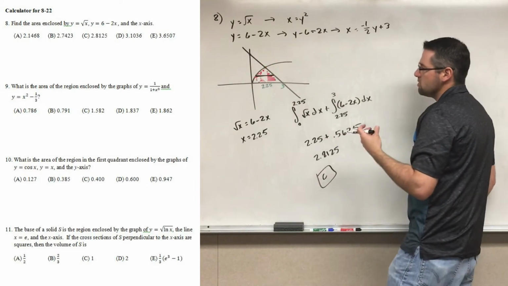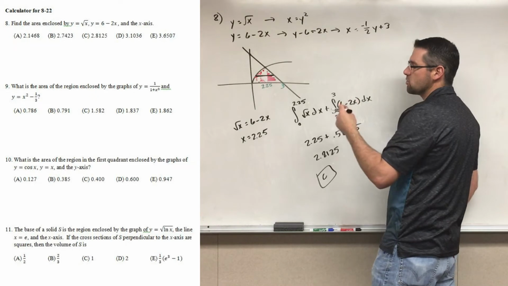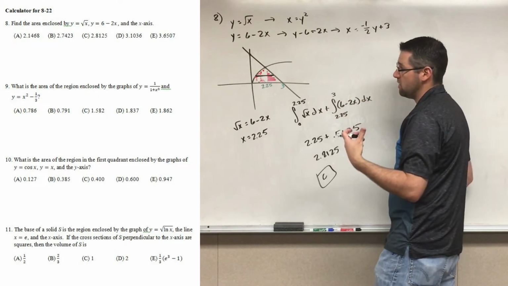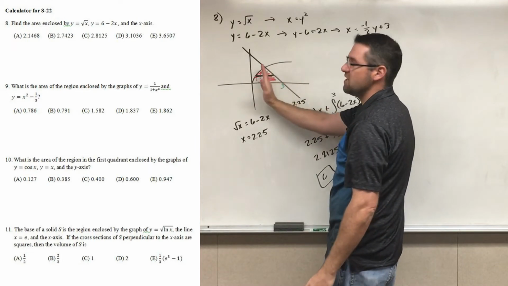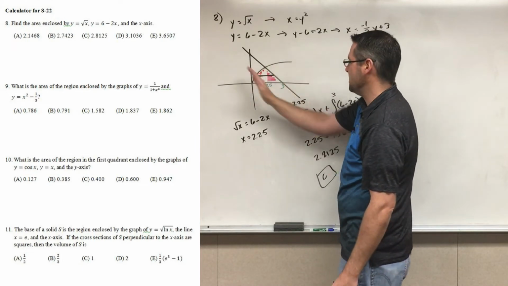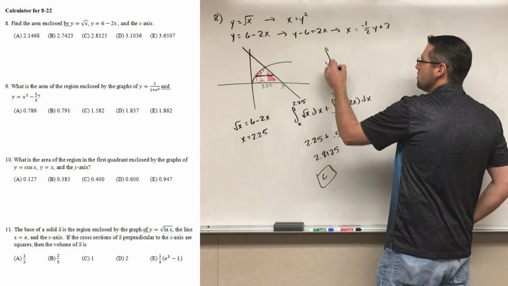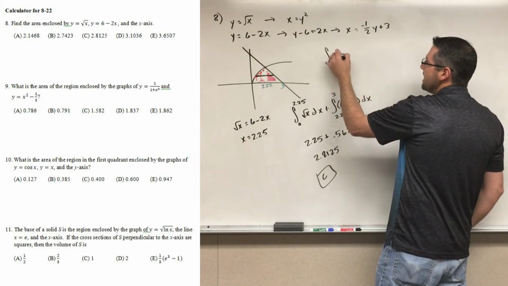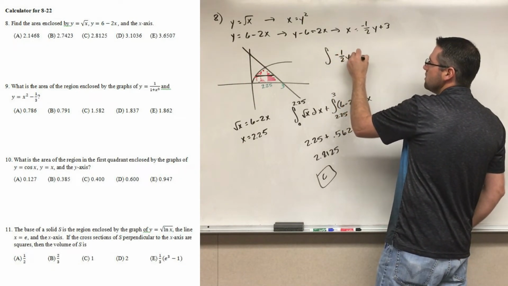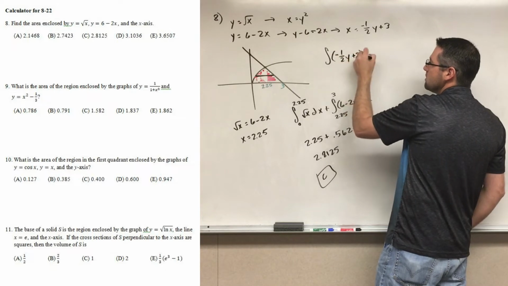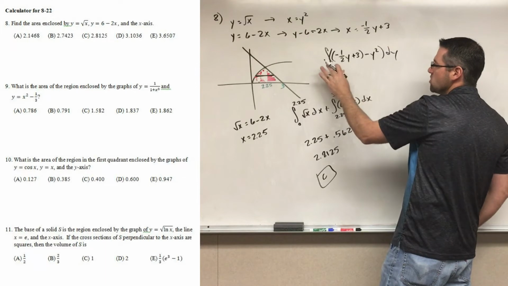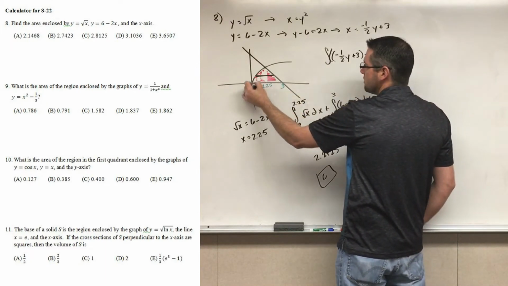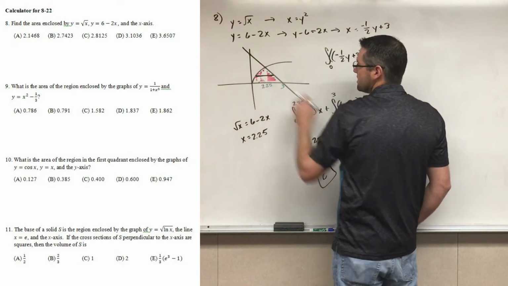And so remember, to find the area of anything, it's the integral of the upper thing minus the lower thing. Because we're turning things on its side, it's the integral of the thing to the right minus the thing to the left. So it would be the integral of negative 1/2 y plus 3 minus y squared dy, because it's all in terms of y. And our bounds would be from 0 to whatever this height is.